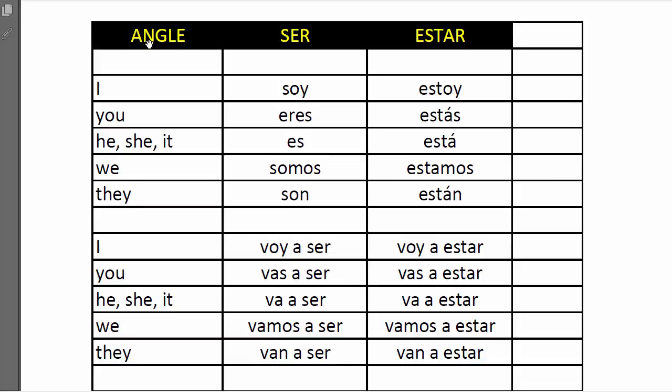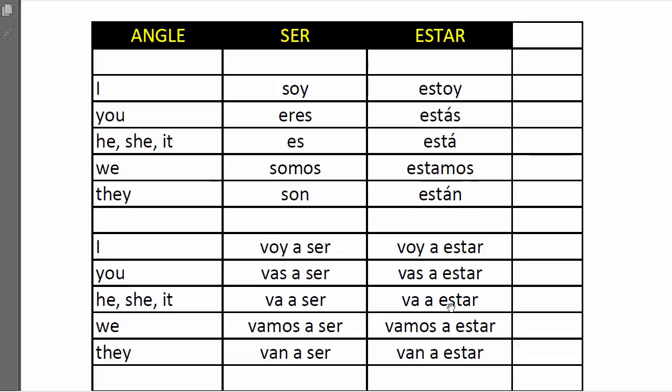This is the PDF that I would like you to download and print off. Here you can see that we have the angle for I, you, he, she, and it, we, and they. And then we have a conjugation for ser and a conjugation for estar. Now, this first one is just the present tense, which we already know quite well. Soy, eres, es, somos, and son. Estoy, estás, está, estamos, and están.